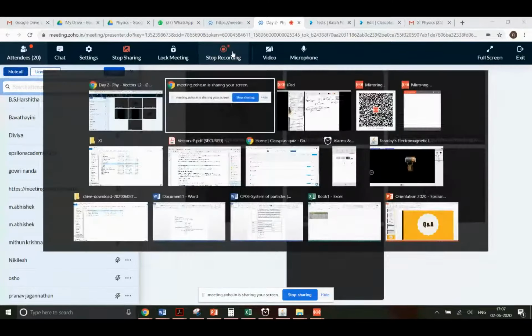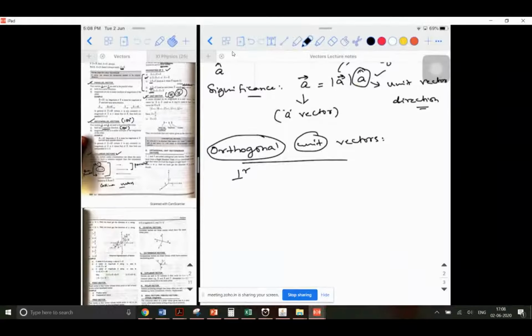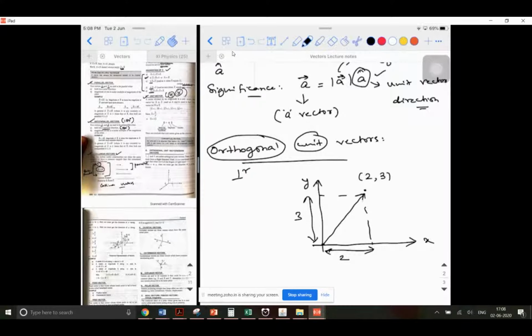Vectors which have a magnitude of unit value, we call those vectors orthogonal unit vectors. So for discussion, I explained what orthogonal unit vectors are. Suppose you take the x-axis and y-axis, and a point here, let's say (2, 3). I drop the perpendicular. This distance is 2 units and this distance is 3 units, right? So if I write this as a vector, I will write a vector equal to 2i cap plus 3j cap.